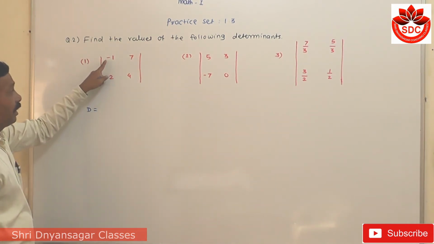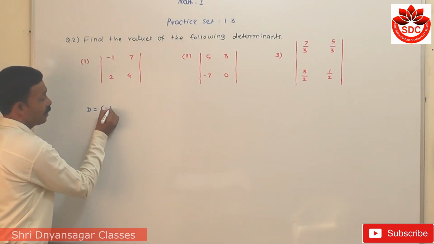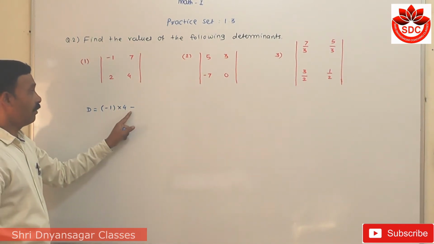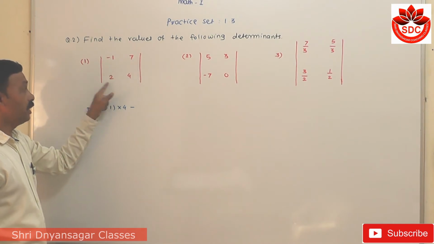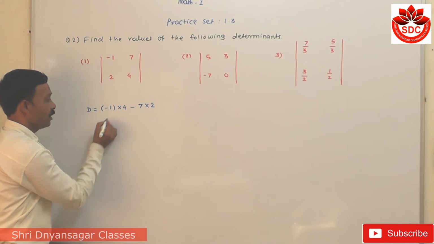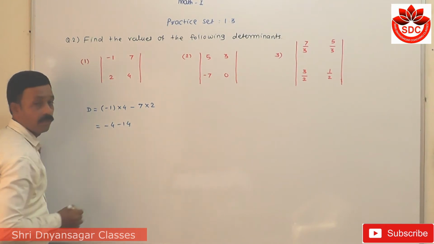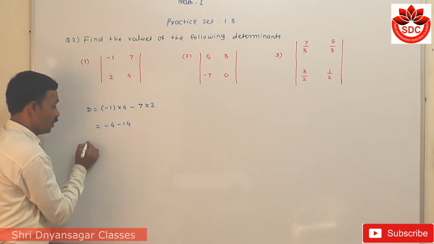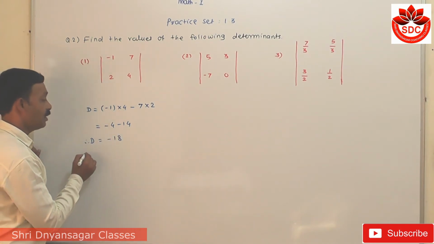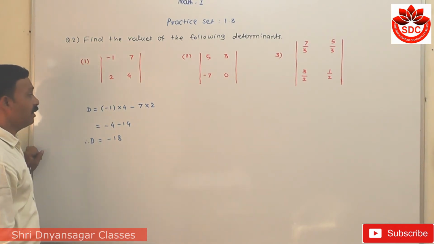Then the rule is that first find the product of a and d, that is, we take here minus 1 into 4, minus, as in the formula, b into c, that is 7 into 2. The product is 4 into minus 1, which is minus 4, and this one is minus 14. The addition of these two is, therefore, D is equal to minus 18. That means the answer of this first determinant is minus 18. Can you understand this? Okay.